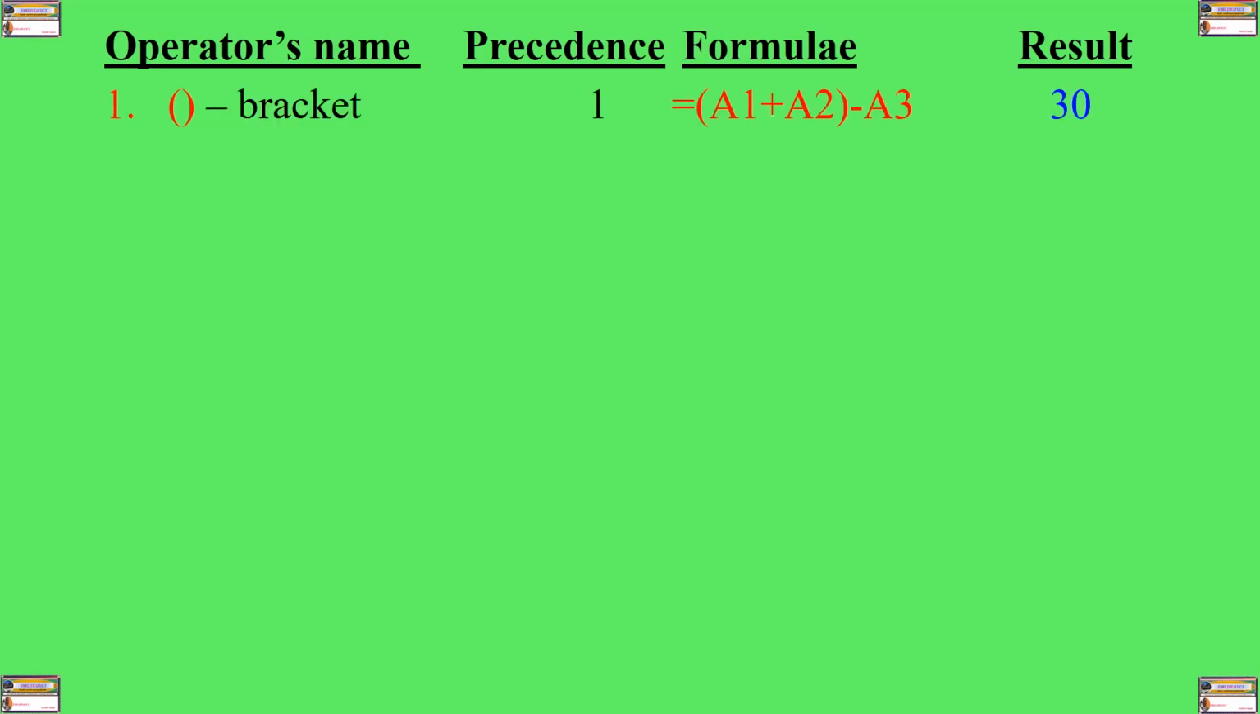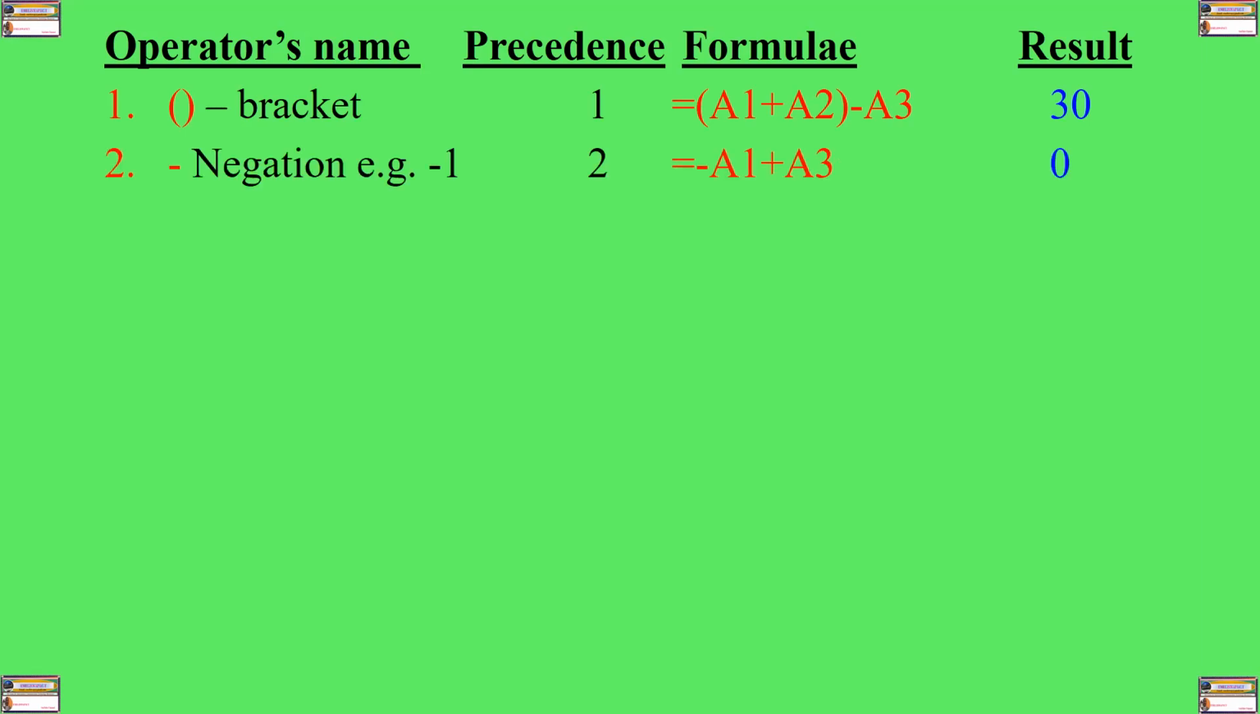The first one is the parentheses. They are also called brackets. Whenever a bracket appears in an equation, it is usually given the first precedence. An example of such a formula is equals, opening parenthesis, A1 plus A2, you close the parenthesis, whatever you get, subtract A3. So in this case, you get 30.